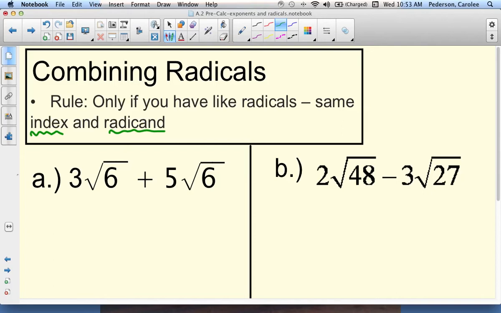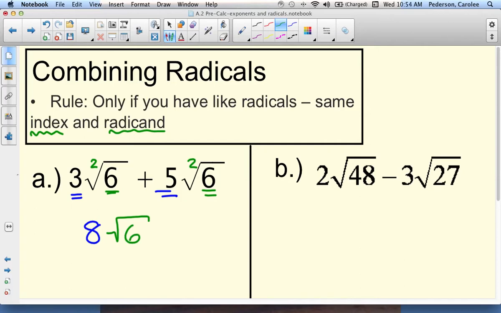So our first example is 3 square root of 6 plus 5 square root of 6. Notice that both of these radicals have an index of 2 and they have the same radicand of 6. So we can go ahead and combine their coefficients together, kind of like terms, thinking of those square root of 6's as x's. So we combine the coefficients as 3 plus 5, which is 8, and then we leave the radical as it is.